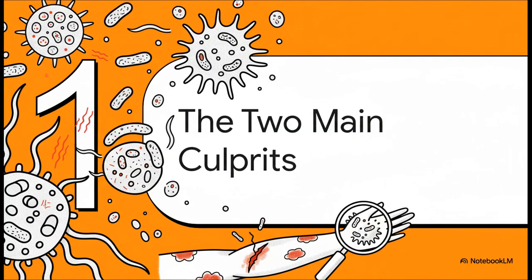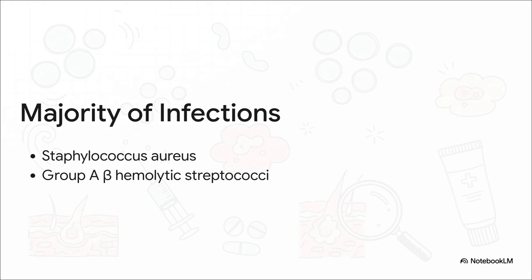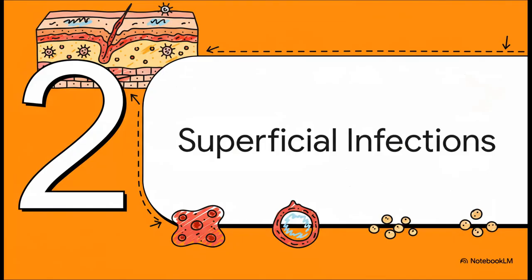Now, among all those potential troublemakers, there are two names that come up far, far more than any others. In fact, they're responsible for the vast majority of skin and soft tissue infections. And here they are, Staphylococcus aureus and Group A beta-hemolytic streptococci. That's a bit of a mouthful, isn't it? So we'll just call them what they're more commonly known as, staph and strep. You're going to want to remember these two, because we'll be seeing them a lot as we go through the different types of infections.